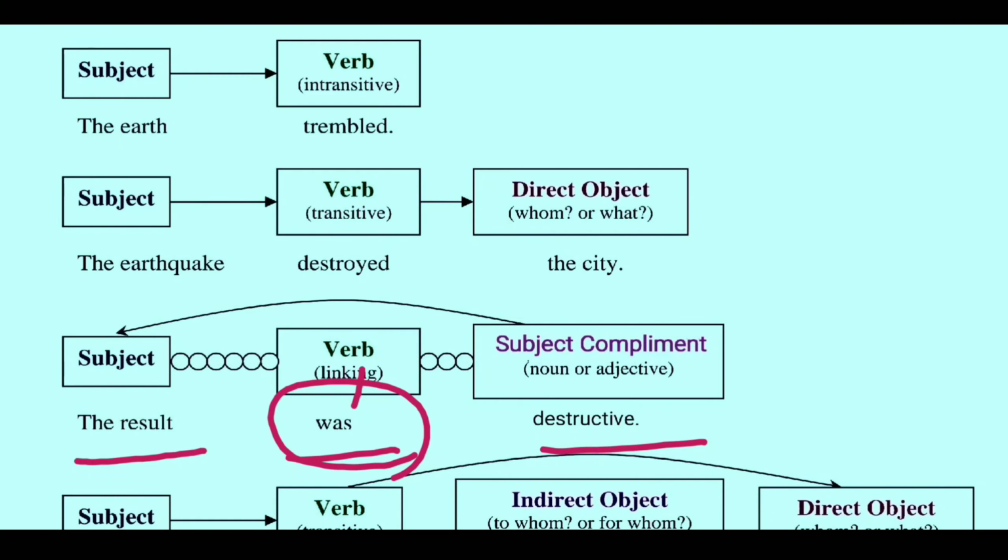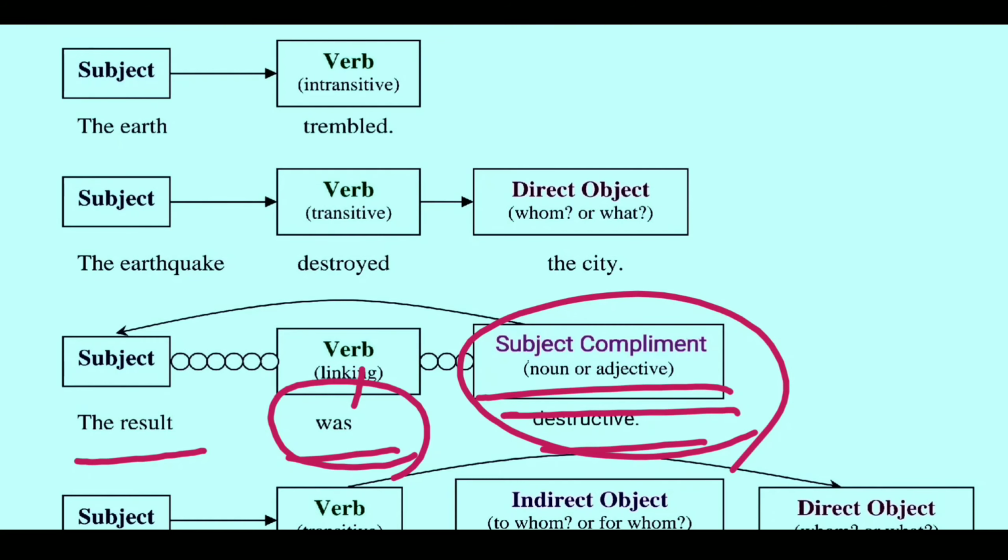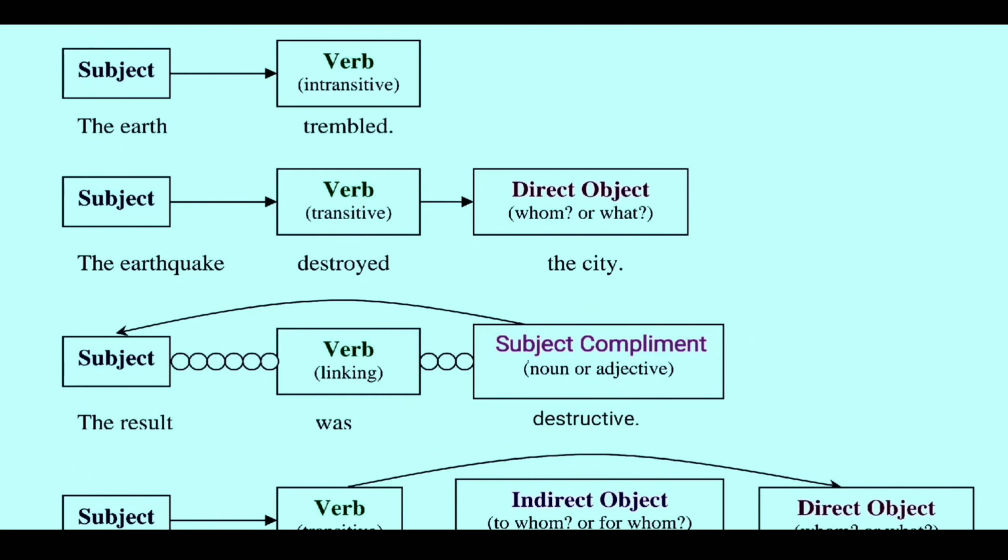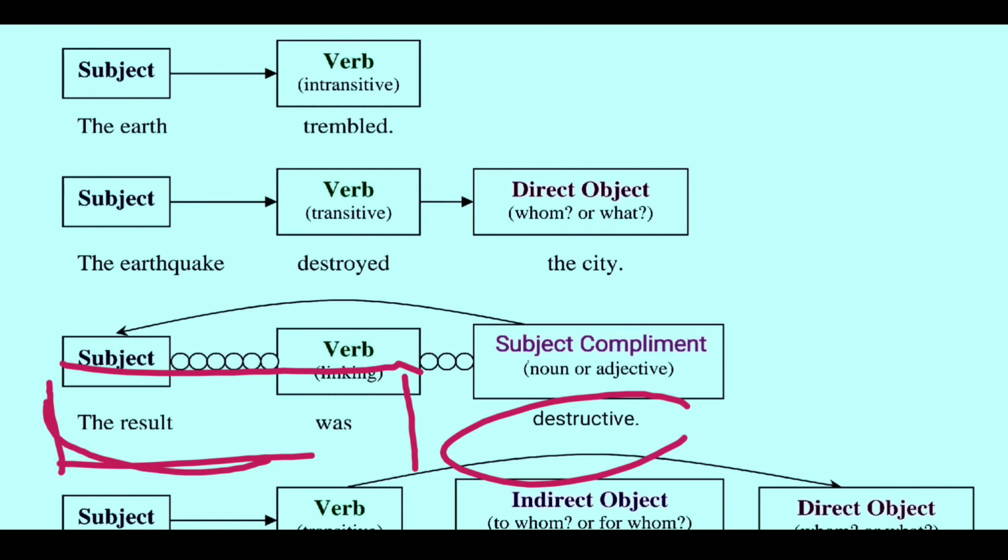Students, verbs like am, is, are, was, were, and some other verbs like appear, seem, look, grow, they also come in this category. They take a complement, and we say it is a subject complement because this word destructive is completing the subject, that is the result. We cannot complete the sentence: the result was. What was the result? So the word, that may be a noun, that may be an adjective, is the subject complement, and it is completing the subject, that is the result. And here was is the linking verb.